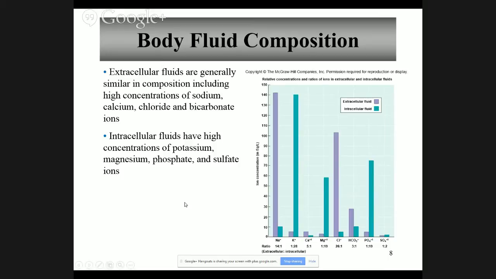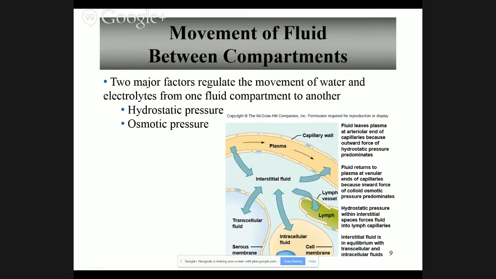This next slide shows the movement of fluid between compartments. And there's two major factors that regulate the movement of water and electrolytes. That would be the hydrostatic pressure, the pressure that's exerted within either the interstitial spaces or the outward force against the walls of the capillaries. And then there's the osmotic pressure. That's the pressure that forces water in and out of cells.